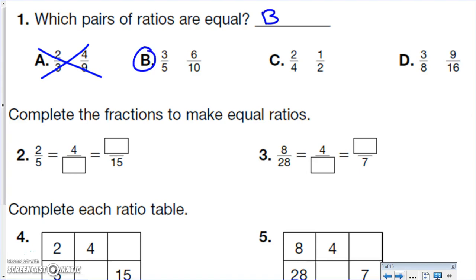Then we're going to look at C. We have 2/4 and 1/2, and those are equivalent because we know 2 divided by 2 is 1 and 4 divided by 2 is 2. And then we're going to look at D. We have 3/8 to 9/16. They multiply the numerator by 3, but the denominator only by 2. So that is not an equal ratio. So we're going to cross that one out as well.